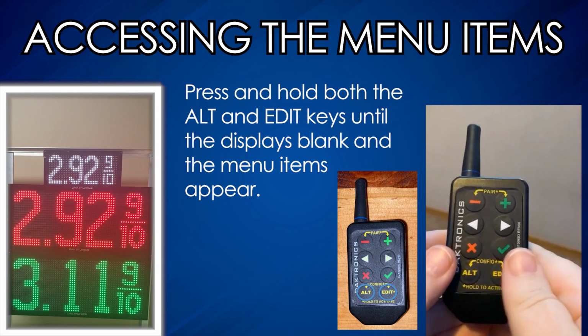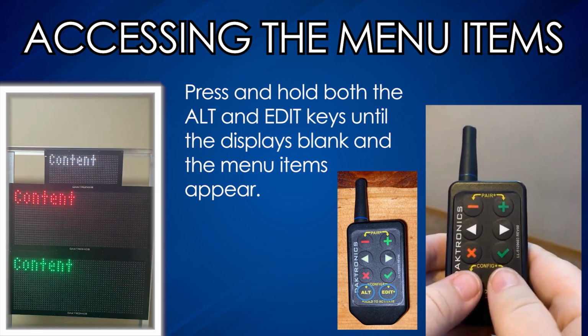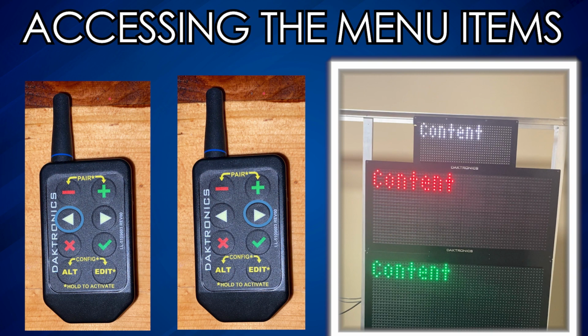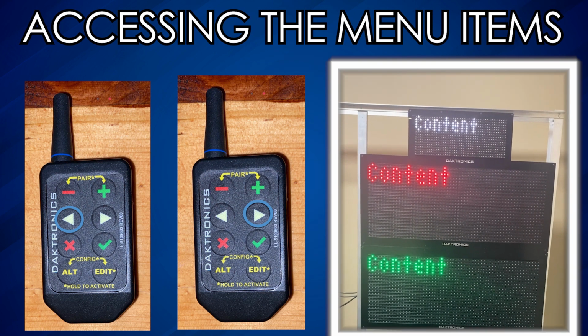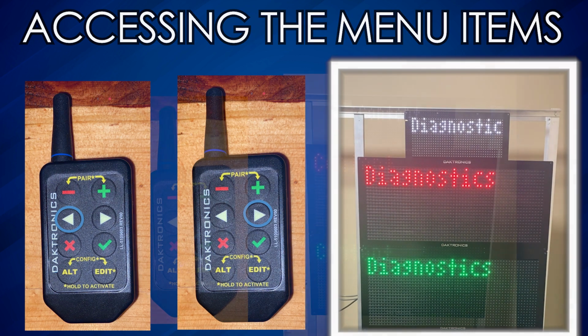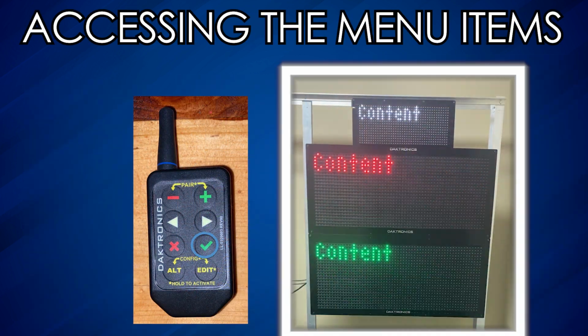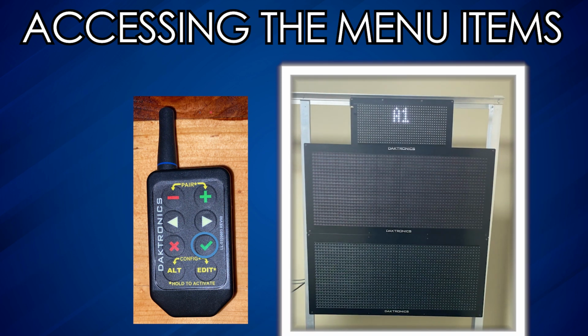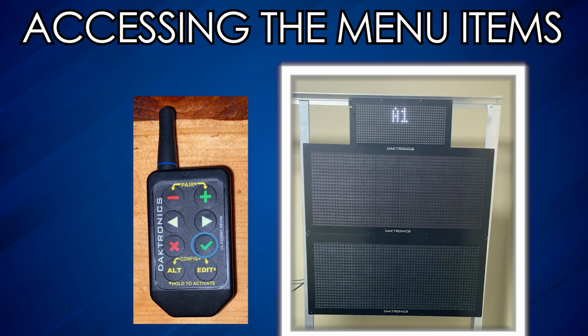To do this, press and hold both the Alt and Edit keys until the display is blank and the menu items start to appear. From there, use the arrow keys to cycle through the available menu items. These include Content, Dimming, Cycling, Configure, and Diagnostics. Once knowing what menu item you are wanting to change or edit, press the green check mark on the key fob to see its submenus.